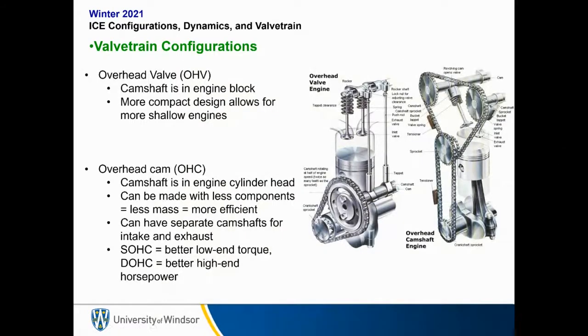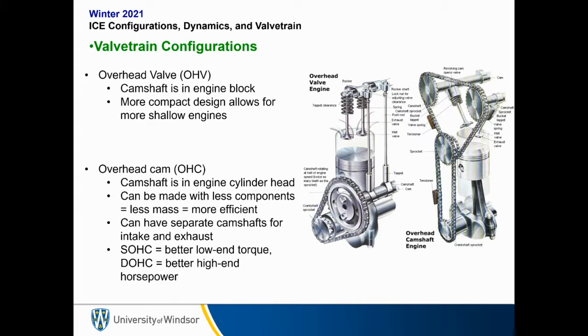Okay, let's look at some common valve train configurations. There's only 2 that we're going to look at in this course. So the first is the overhead valve. So this is where the camshaft is in the engine block, and we use various components, predominantly a push rod, to actually actuate the valves. So the camshaft is actually in the engine. For the overhead cam, as the name kind of implies, the camshaft is actually in the cylinder head as opposed to in the cylinder block. In general, overhead cam can be made with less components, which means less mass, which means more efficient.